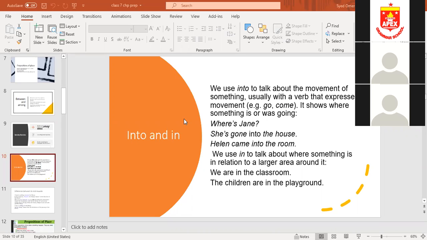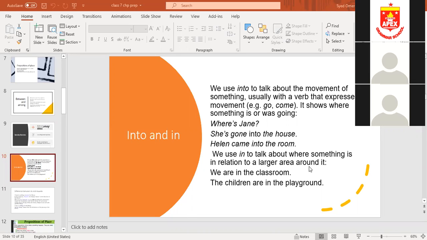Okay. So we use into to talk about the movement of something, usually with a verb that expresses movement, like going into, coming into, entering into. Where's Jane? She has gone into the house. Helen came into the room. We use in to talk about where something is in relation to a larger area around it. The children are in the playground. The children ran into the playground.